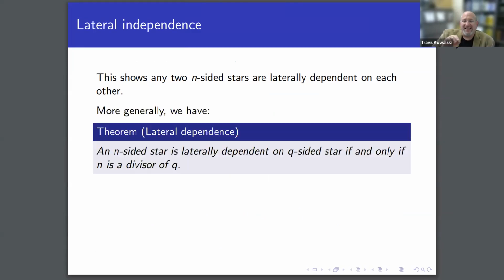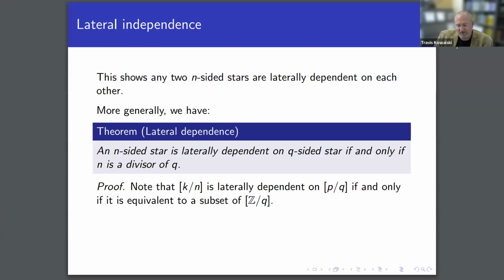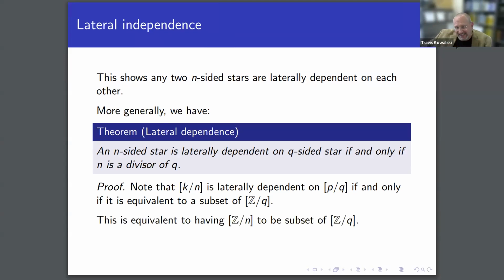More generally, an n-sided star is going to be laterally dependent on a q-sided star if and only if n is a divisor of q. The basic argument just being, if you've got one small star dependent on a larger star, that means that the small star lives inside that big set z over q. If you extend the lines on the small star, then the z over n of the small star will be a subset of the z over q of the large star. And that means they have to at least be a subset of the points on the unit circle, which is only true if n divides k evenly.